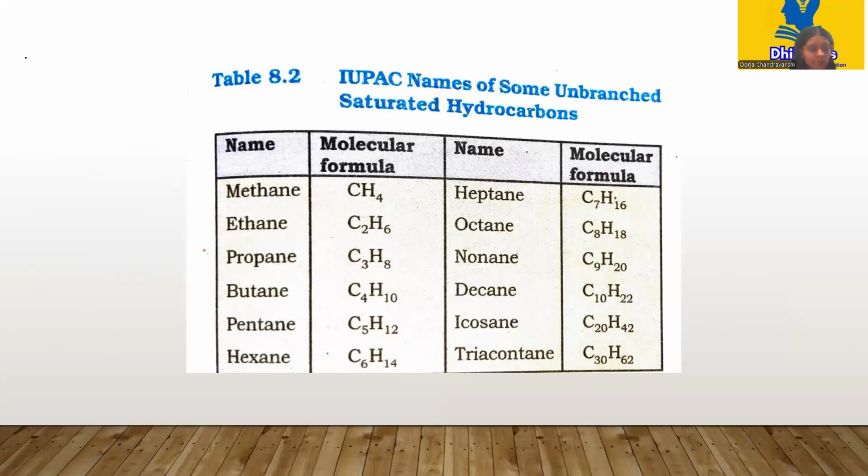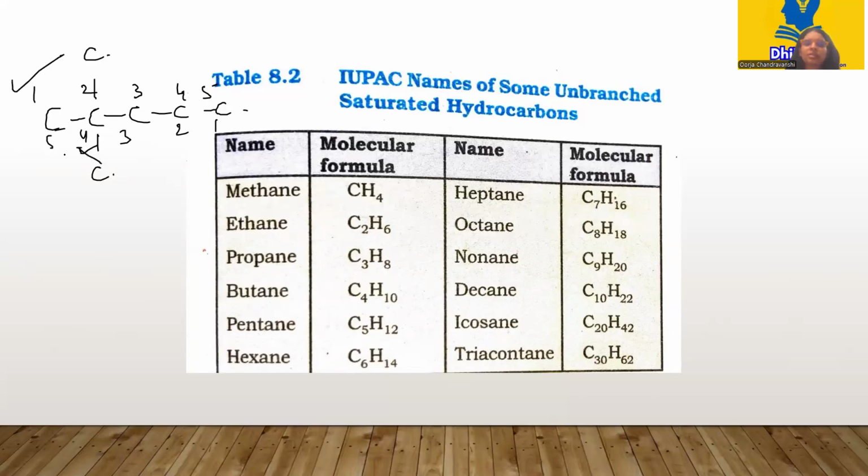Next, the numbering in case we have a branch chain is done in such a way that the branch chain gets the lowest number. I have this. There are 2 branches available. Let me draw it again. I should start my numbering from here and not from here. Otherwise, the branching would get number 4 if I do it from here, which is not feasible. And this one is preferred.